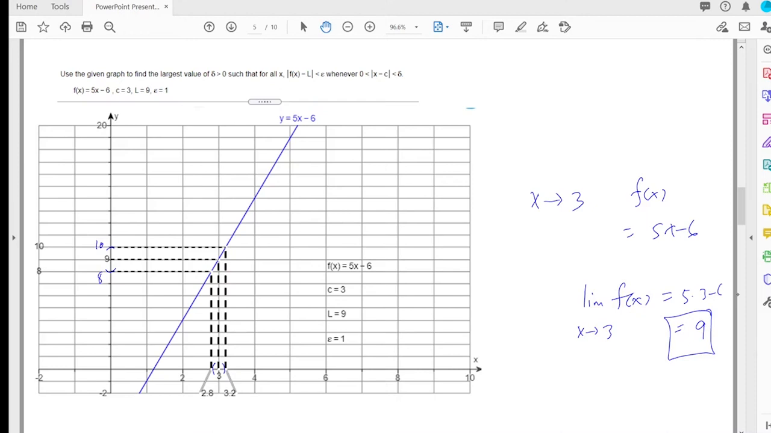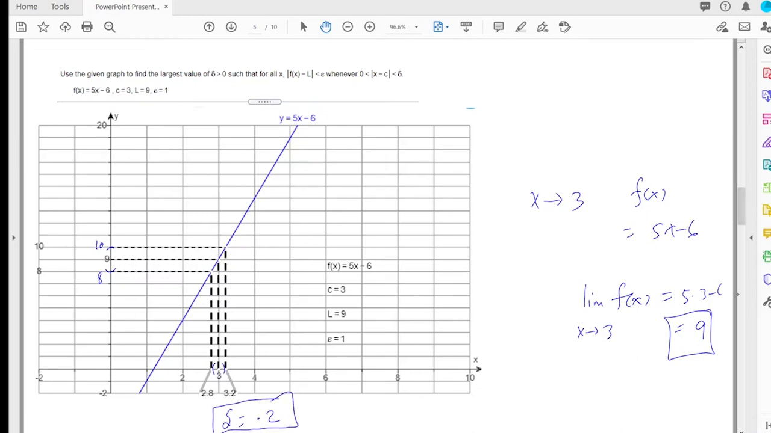So now just by looking at this graph, if we have to find out the delta, then delta would be the minimum of the distance of one of these numbers from 3. So whatever number gives you the minimum distance, that will be the delta. But in this case 2.8 is 0.2 less than 3, and 3.2 is also 0.2 more than 3. So the value of delta you can take is 0.2.